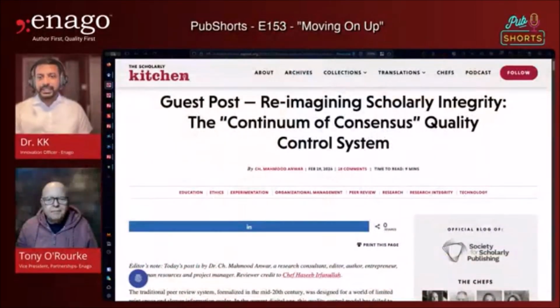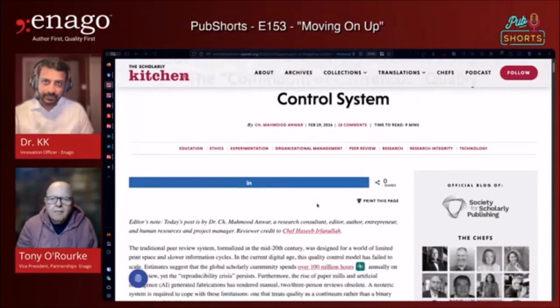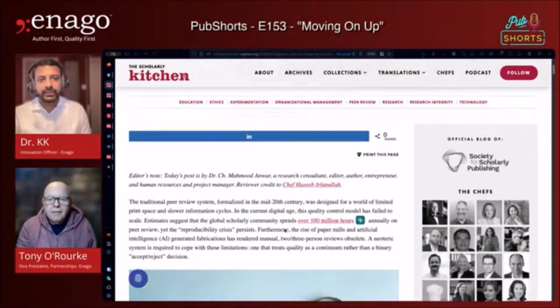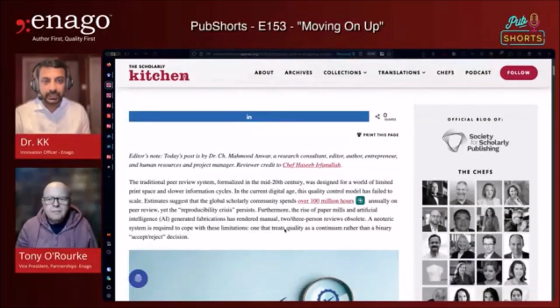The first story we have from the Scholarly Kitchen, a guest post titled Reimagining Scholarly Integrity, the Continuum Consensus Quality Control System. That's a mouthful, but we'll explain why the author chose it. So the author of the article proposed a new quality control system for scholarly publishing called the Continuum of Consensus.